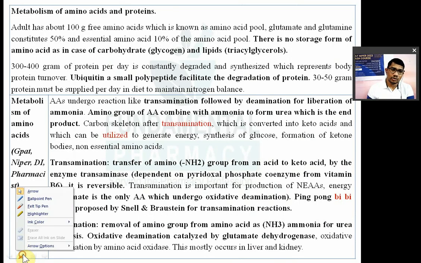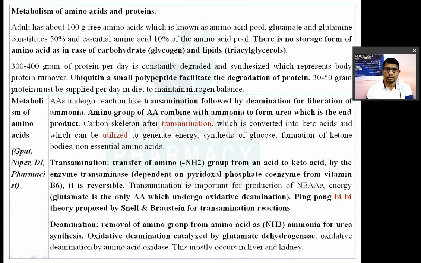Metabolism of amino acids or proteins. An individual adult has 100 grams of free amino acids, which is known as the amino acid pool of your body. तो आपकी बॉडी में 100 ग्राम अमीनो एसिड्स रहेगा, उसको अपन बोलते हैं अमीनो एसिड पूल ऑफ योर बॉडी.